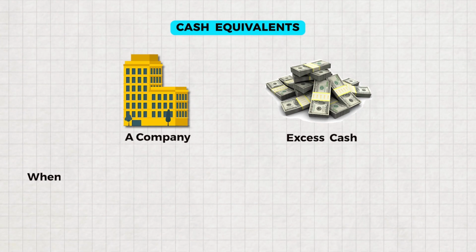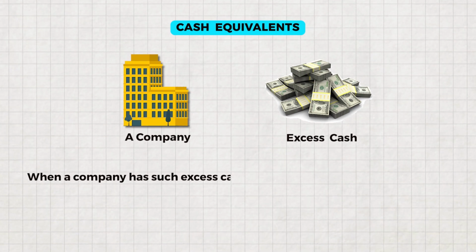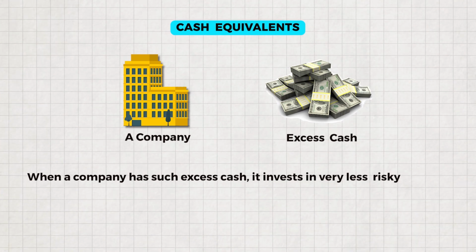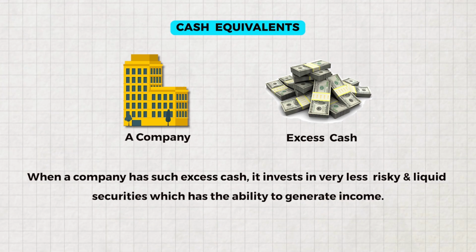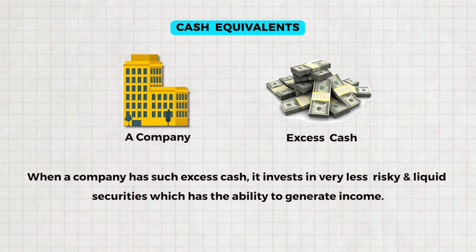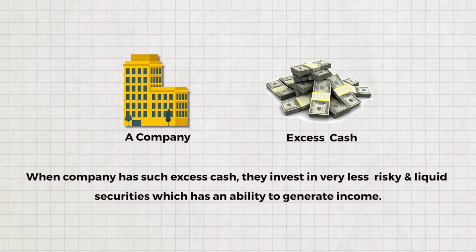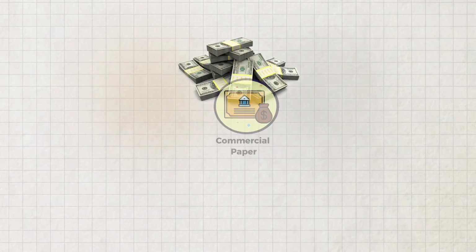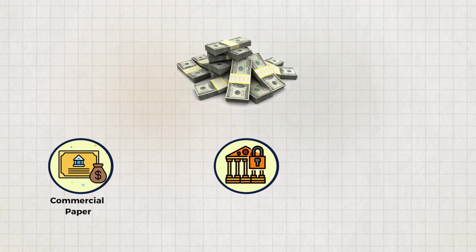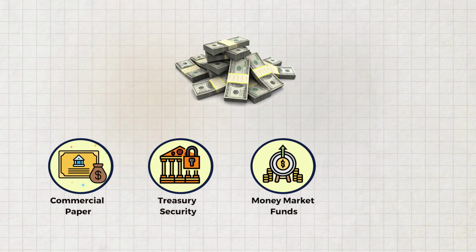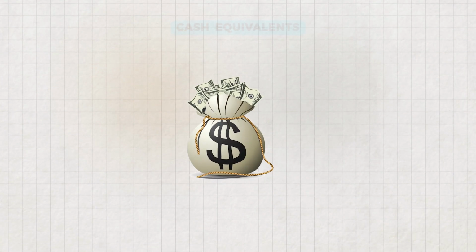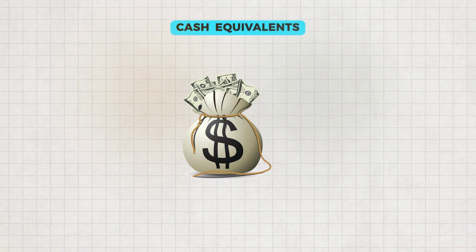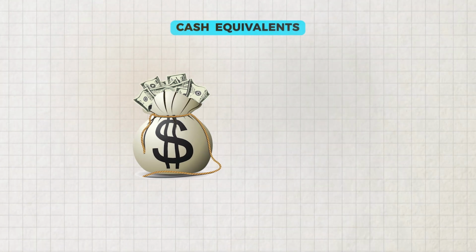So what companies or businesses normally do is they invest in less risky and liquid securities which have an ability of generating income. Examples of cash equivalents which can lead to generating income with low risk are commercial papers, treasury securities, money market funds, and bank certificates of deposits. All of these are very liquid and can be withdrawn at any given point of time. So both of these are considered to be a part of the current assets.